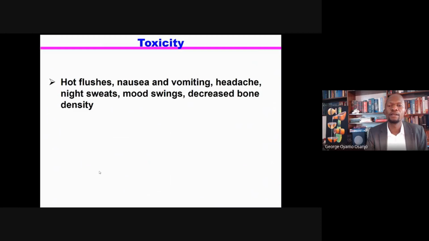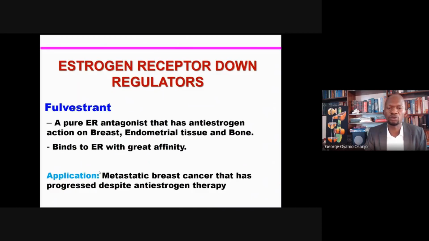We then turn our attention to the last category, which are the estrogen receptor downregulators. And here, one drug which has been found to have some clinical use is fulvestrant. This is a pure estrogen receptor antagonist that has anti-estrogen effects on breast, endometrial tissue, and the bone. It binds to the estrogen receptor with very high affinity. You can see that it has purely anti-estrogenic effects, and that means therefore that it blocks the beneficial effects of estrogen, and therefore it has only limited use. It's used, for example, in the treatment of metastatic breast cancer that has progressed despite anti-estrogen therapy.